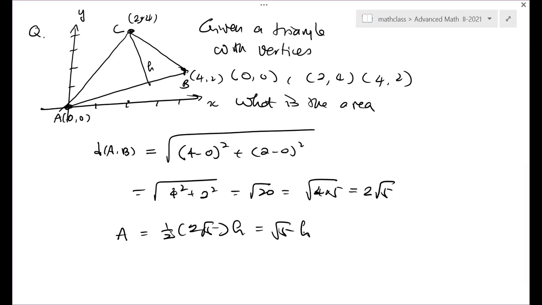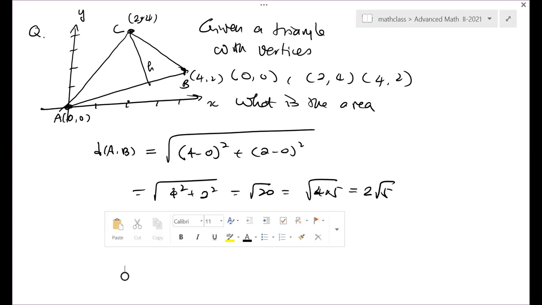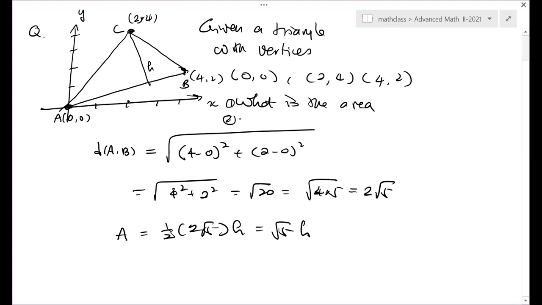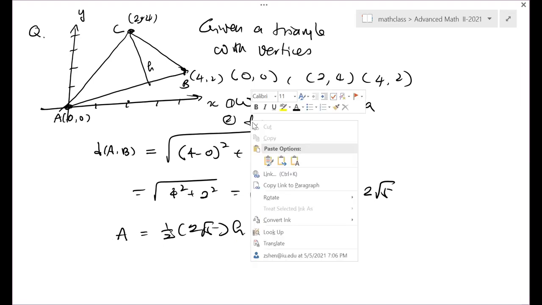Wouldn't it be easier to find the height if we just start from B instead of C? Now that's possible. Yeah. All right. So I prefer to find the area first because my main point is to find the area. That's the first question. The second question is I want to find the height to that side.